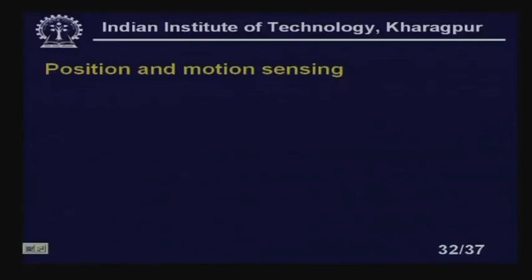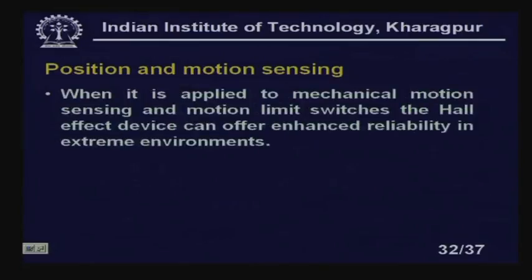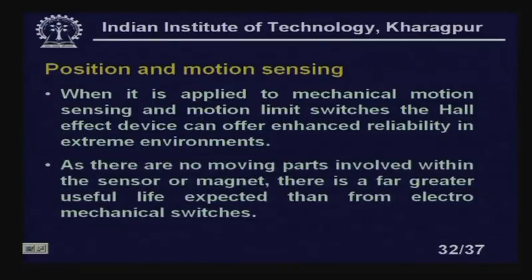Position and motion sensing, that is the most important thing, is when it is applied to mechanical motion sensing and motion limit switches. The Hall effect device can offer enhanced reliability in extreme environments. As there are no moving parts involved within the sensor or magnet, there is a far greater useful life expected than from electromechanical switches, right.